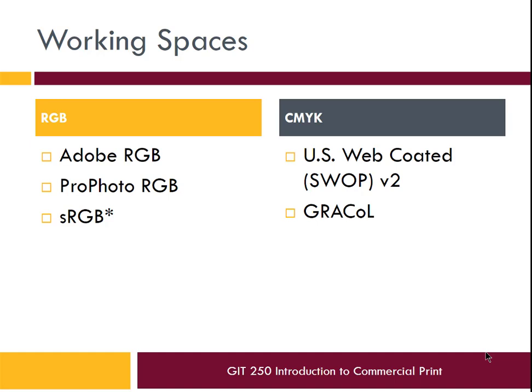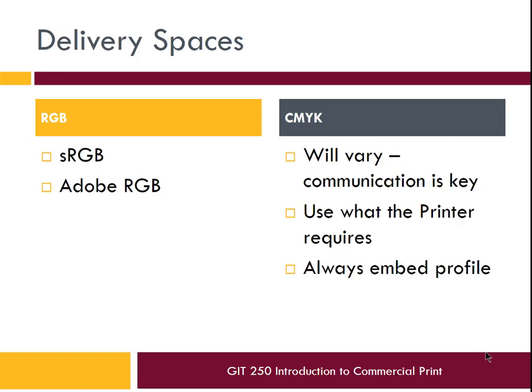Because once you convert to CMYK, you can convert back to RGB, but all that color is going to be gone. So the image will look just the same. It's not going to magically restore all the color information that you threw away when you converted to CMYK.